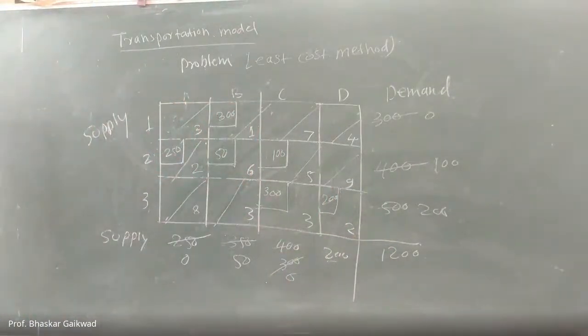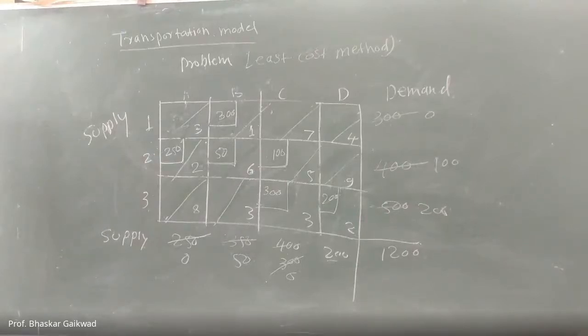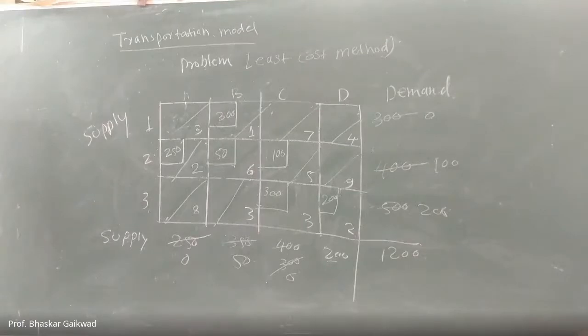So each and every time you have to find out the least value, correct? And you can put the allocating cells. So this is your least cost method. Correct. So in transportation problems, the northwest method is over. Now this is the least cost.